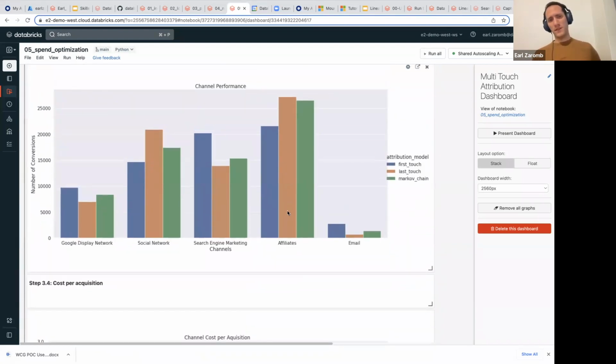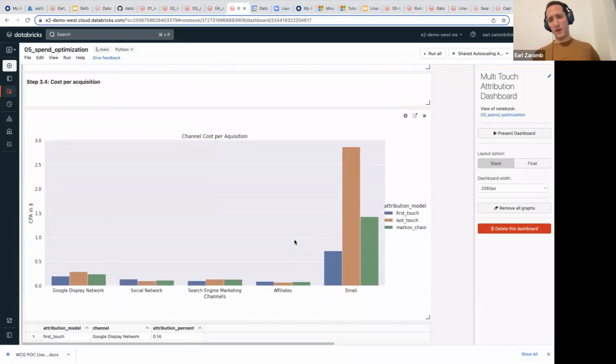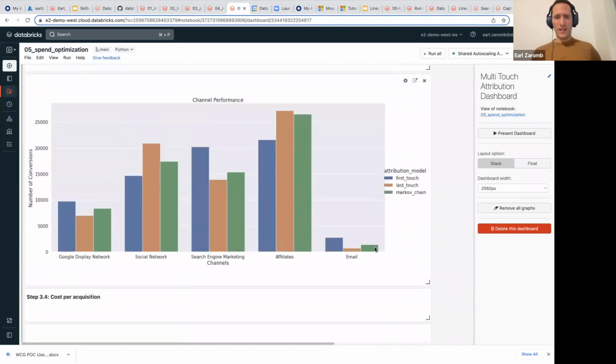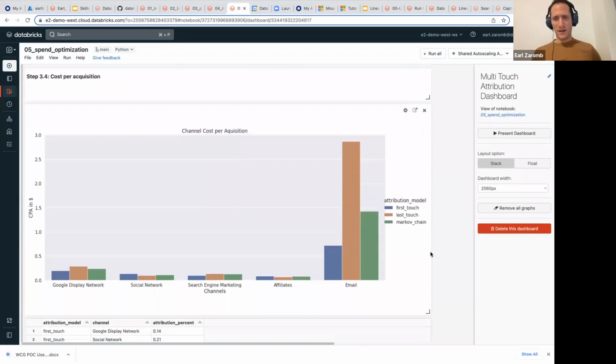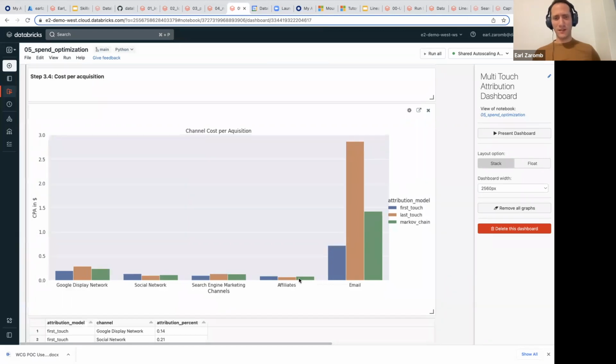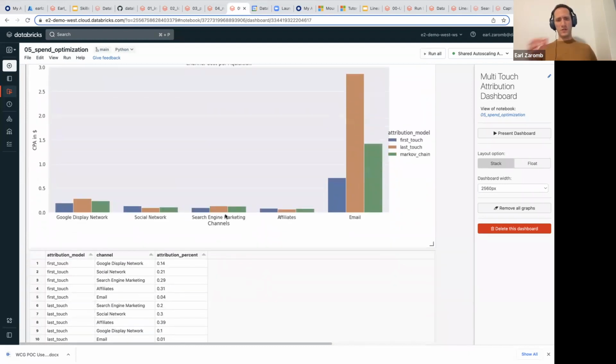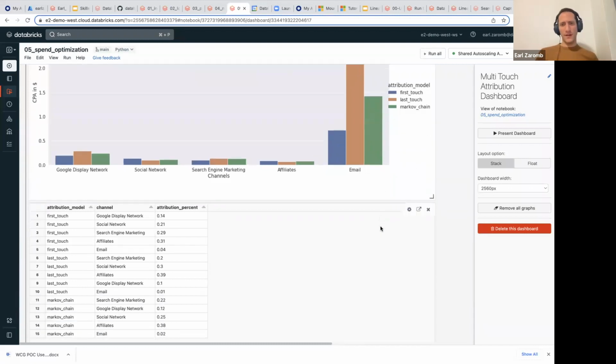So just by investing more money into the affiliates, you'll be getting greater bang for your buck, because it's an inexpensive way of marketing, but it's also highly effective. Email, on the other hand, as you can see, is both ineffective and relatively expensive from a cost per acquisition perspective. So that would be your least effective marketing, and you'd probably want to dial back your spend in those channels while targeting your most effective ones, which in this case would be affiliates and social network and search, which would be your best, while display and email are your least effective channels.